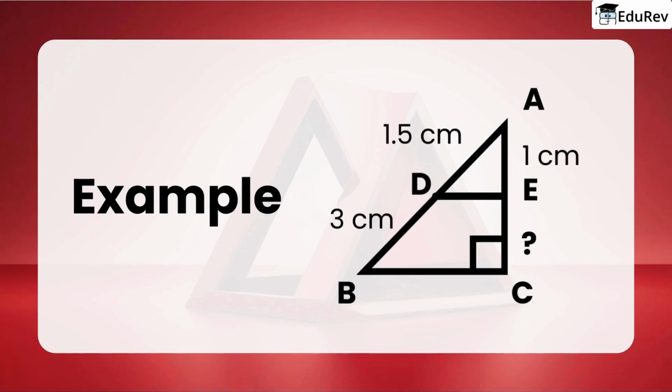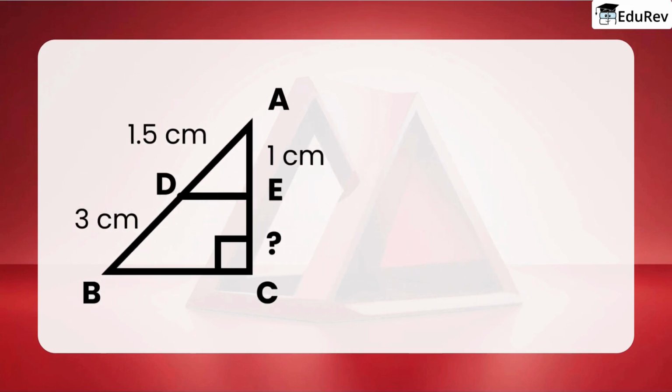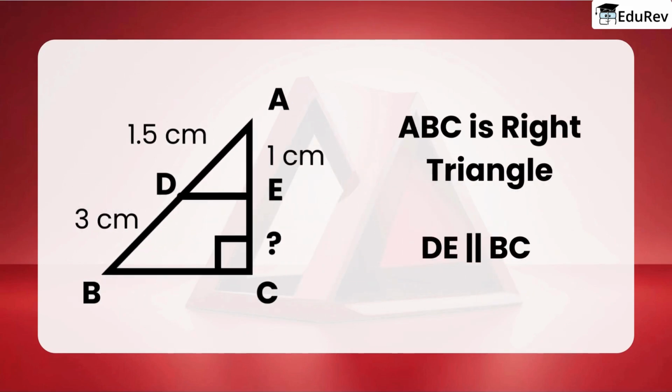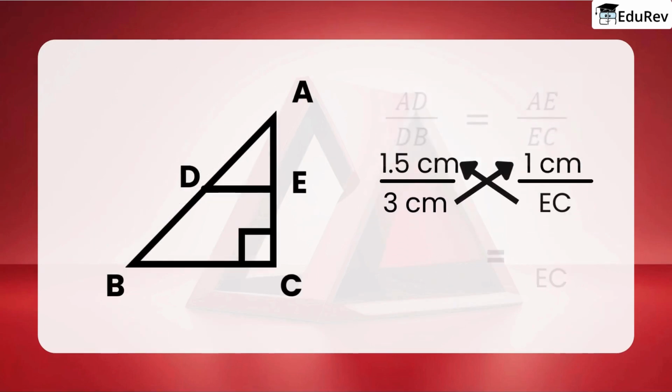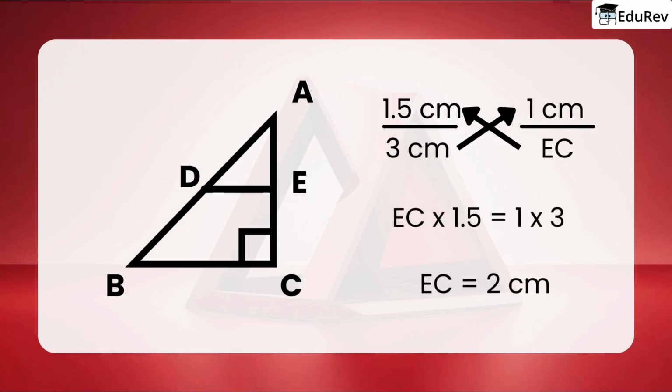Let us try to solve this simple example. Here is a right triangle with DE parallel to BC. By basic proportionality theorem, AD upon DB equals AE upon EC. Putting the values and cross multiplying, the value of EC becomes 2 centimeters.